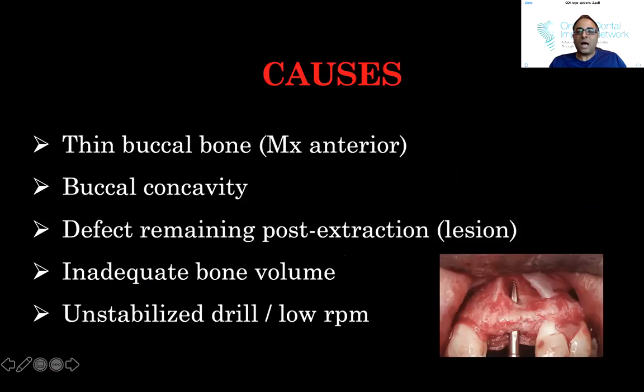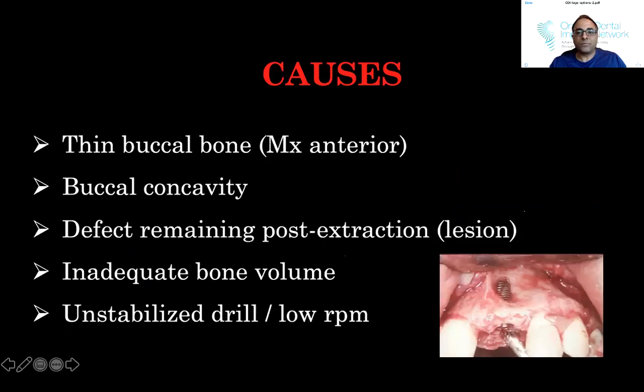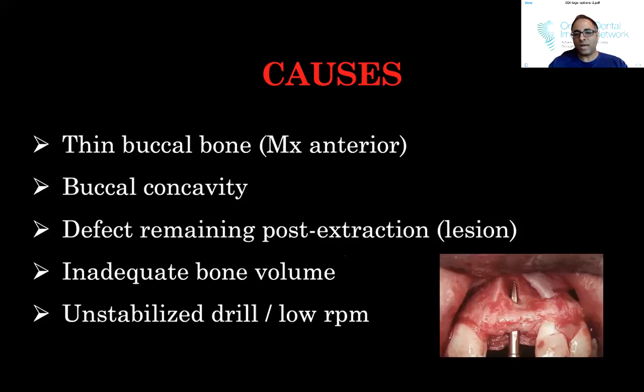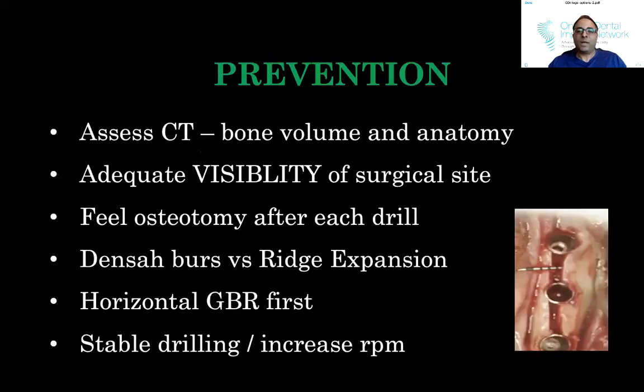So causes of buccal fenestration. Really, we've got thin buccal bone. We've got the buccal concavity. What if you have a lesion, right? If you have a lesion in the area, again, you may have that apical concavity or fenestration. There's not enough bone, or you're using a drill and the RPM is too low and the bone just starts bouncing around and it perforates, okay? So there's an example of a case, again, where we did an immediate anterior. You can see clearly a huge apical dehiscence due to apical concavity, I guess you could say. But again, the implant was placed.